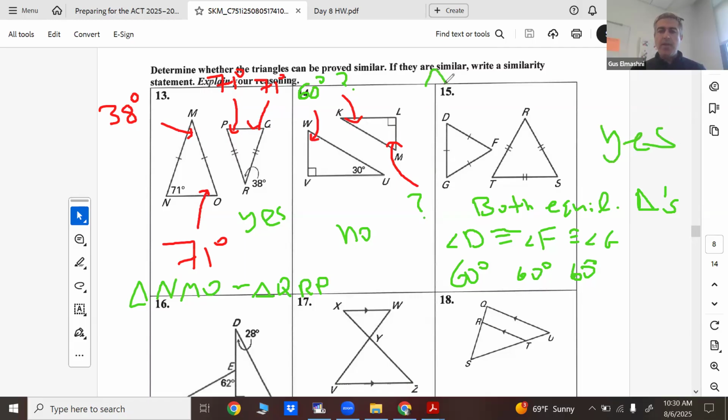And you can write it like this: triangle DFG is similar to triangle RST. It doesn't matter because they're all the same. You can write however you want. You just have to make sure each letter corresponds to a congruent angle. Okay.